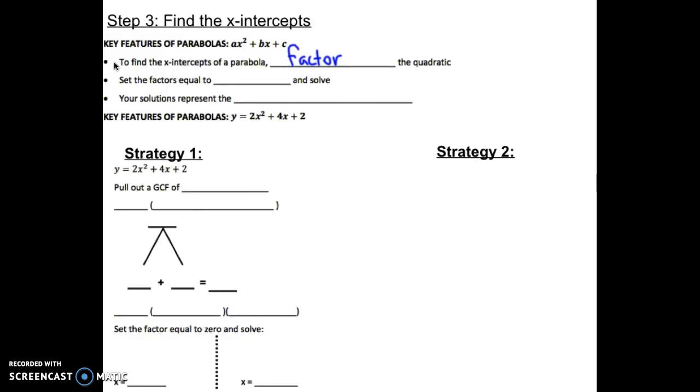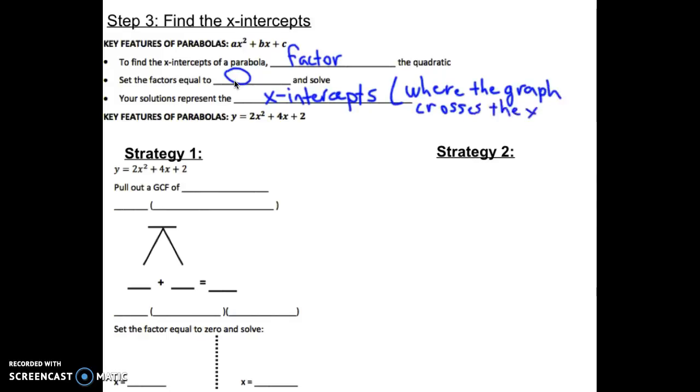Anyways, set the factors equal to 0 and solve. So you factor first, set the factors that you get equal to 0, and solve. Your solutions represent the x-intercepts, or where the graph crosses the x-axis. Very important to know. You need to know that for the rest of your math career.